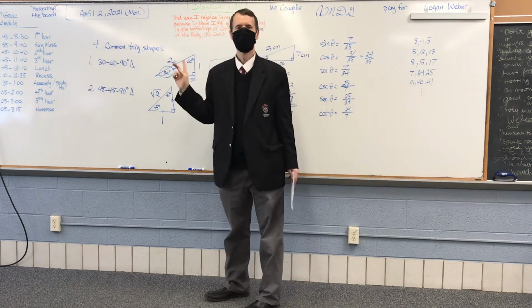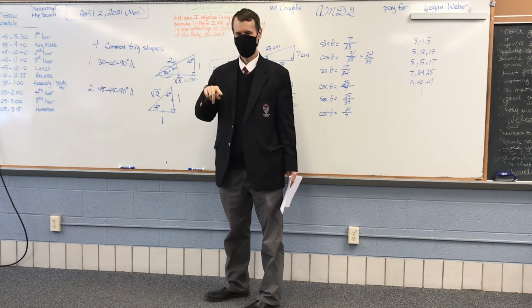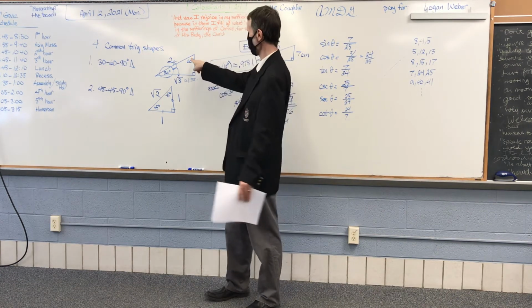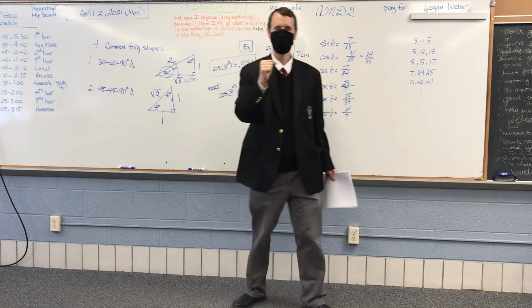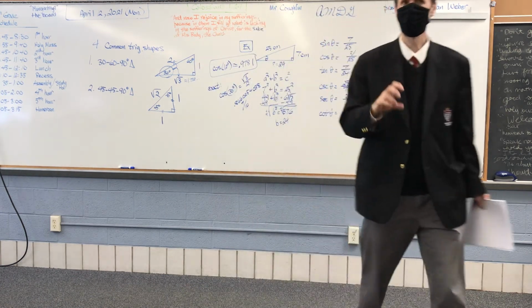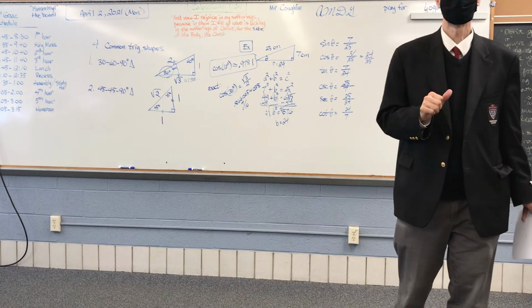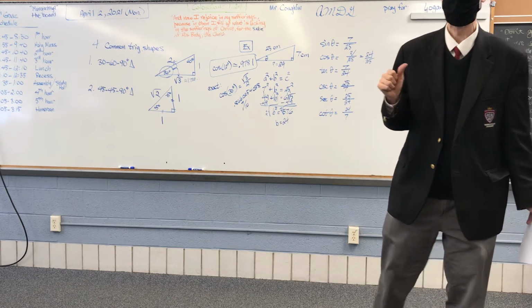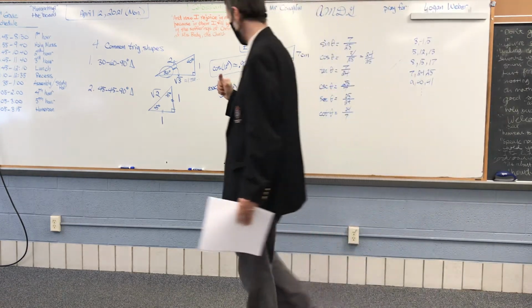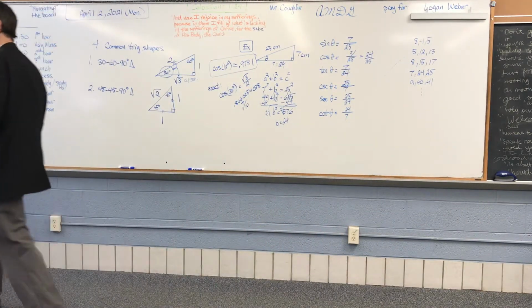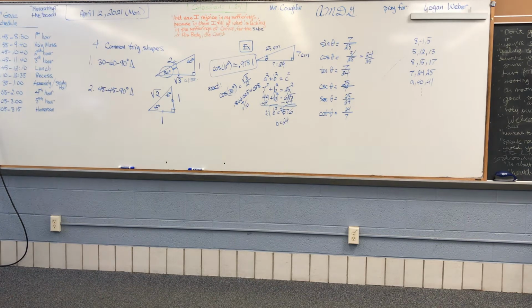SOHCAHTOA. Adjacent over hypotenuse. Hop onto the 60-degree angle. Give me the adjacent, give me the hypotenuse. And you make a fraction. It's actually kind of nice. Other way around. Oh, 1/2.